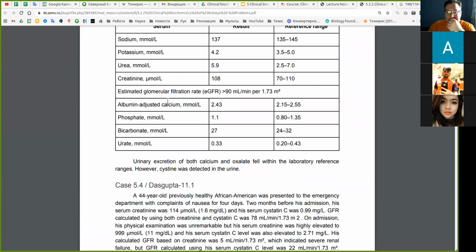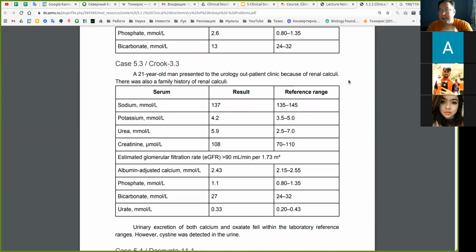Let's look at the next case. I think the last case. They are very similar, so they are very simple cases. Case number 3. A 21-year-old man presented to the urology outpatient clinic because of renal calculi. Calculi are stones in the kidneys here.